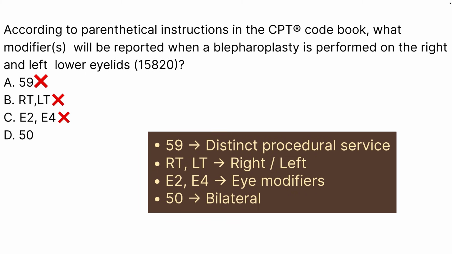Modifier 59 is for distinct procedures. RT or LT is used for laterality, and E2 or E4 are not standard CPT modifiers. So the correct choice here is modifier 50, because CPC instructions tell us to use 50 for bilateral procedures. So whenever a CPT code is performed on both sides and the parenthetical instructions say bilateral, use modifier 50. This will help you avoid common mistakes on the CPC exam. Okay, bilateral.